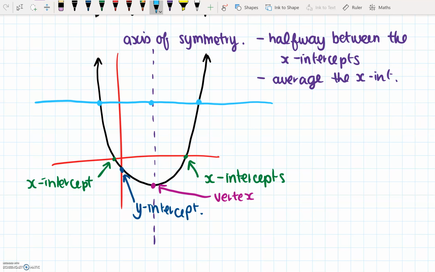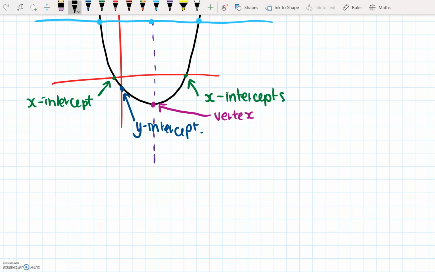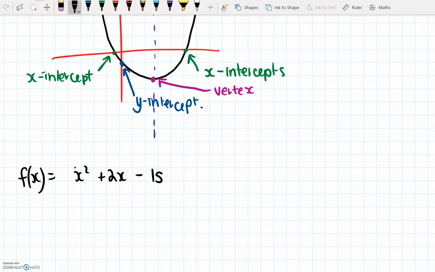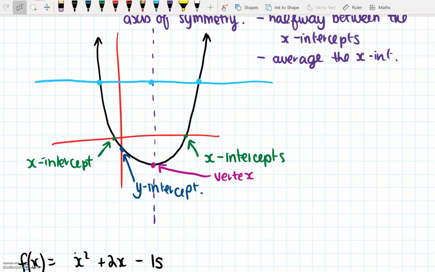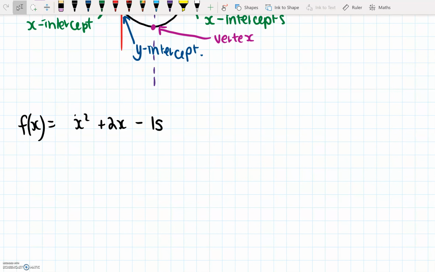So as an example, if we have a function like y equals, or I should use function notation, f(x) equals x² + 2x - 15. Okay, let's say that I wanted to know the value of the vertex. The vertex of this is on the axis of symmetry, and the axis of symmetry is halfway between the x-intercepts. So the first thing we need to do is find the x-intercepts.